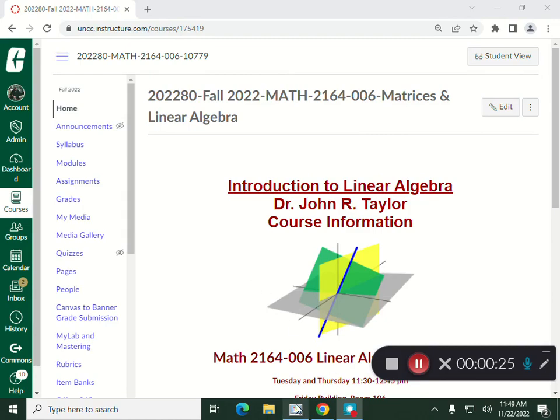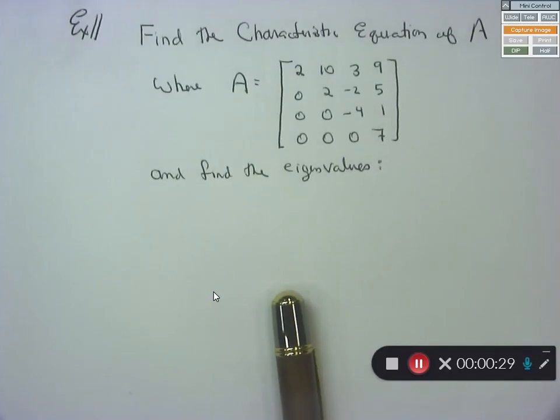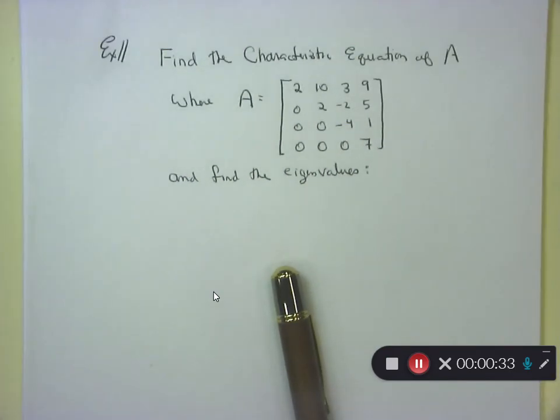So here's the deal. Let's take a look at this guy here. Always start a good problem session lecture day with a question. Find the characteristic equation of matrix A, where A is equal to 2, 10, 3, 9, 0, 2, negative 2, 5, 0, 0, negative 4, 1, 0, 0, 0, 7. And then find the eigenvalues, okay?